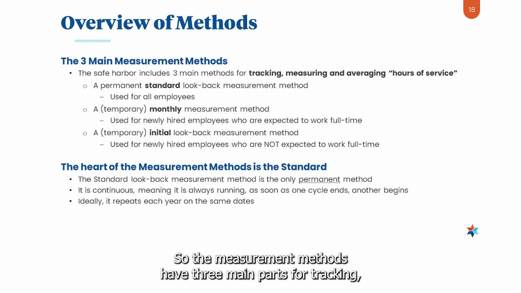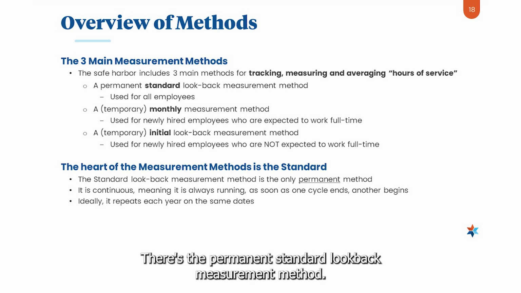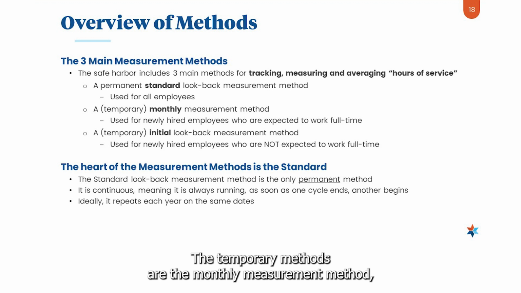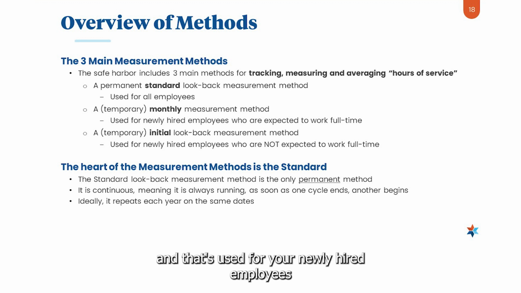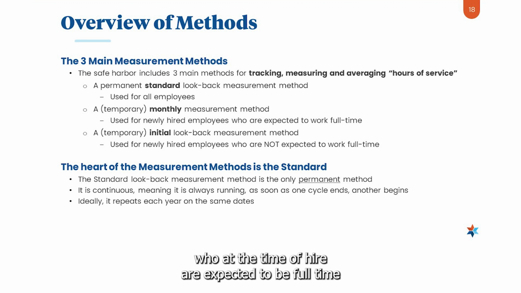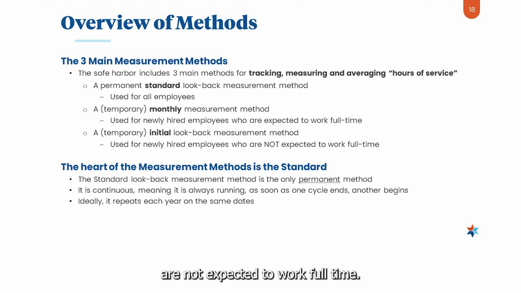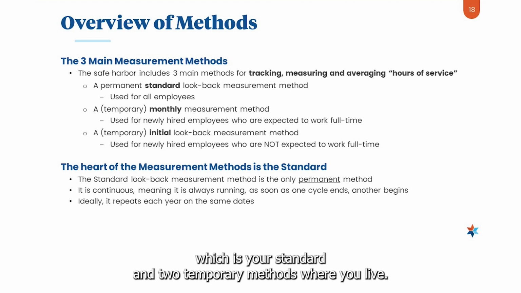So the measurement methods have three main parts for tracking, measuring, and averaging. There's the permanent standard look-back measurement method. Then there are two temporary methods. The temporary methods are the monthly measurement method, which is used for your newly hired employees who at the time of hire are expected to be full-time, and a temporary initial look-back measurement method, very similar to the standard but with some differences. That's used for your newly hired employees who at the time of hire are not expected to work full-time. So again, you've got your permanent method, which is your standard, and two temporary methods.